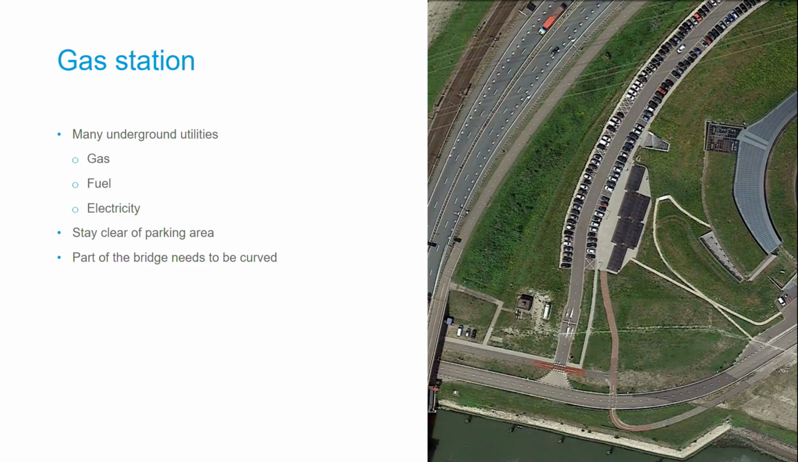On the northern side, there's a gas station. And at the gas station, there are a lot of utilities underground, as you will see later when I show the model. We also have to stay clear of the parking area of an office building. And that is the reason that the final span, the northern span of our bridge, has to be curved, double curved if you will, because there's a spiral.